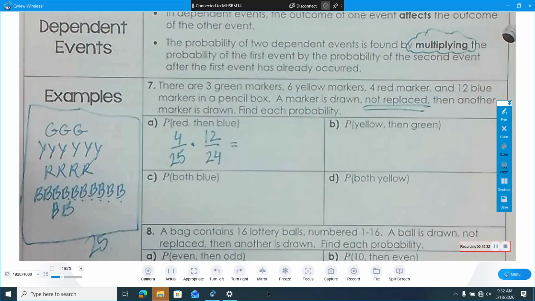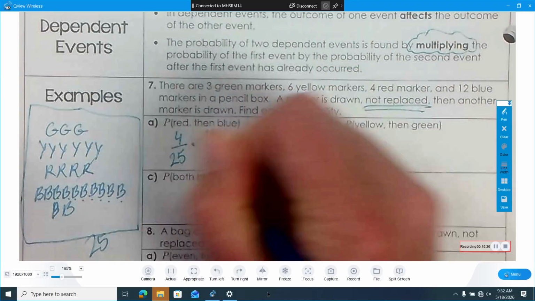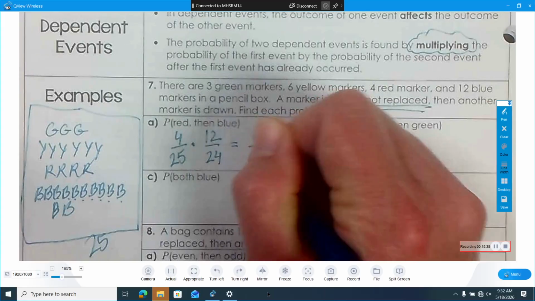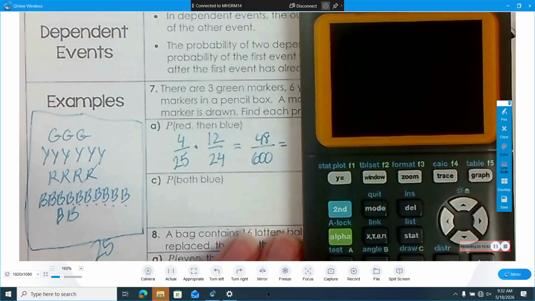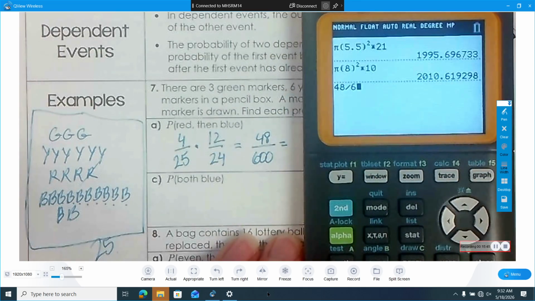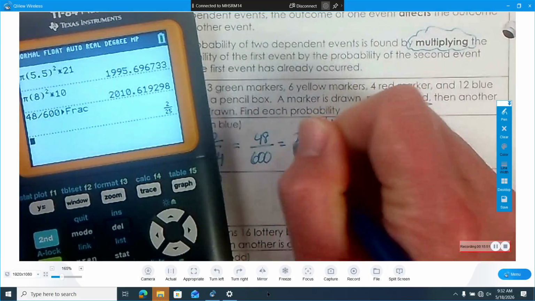I have to use my calculator. 4 times 12 is 48, and 25 times 24 is 600. And then how do you do this in your calculator? Because that's just a little bit big. 48 divided by 600. What do you do to reduce that? Math bracket. We get 2 out of 25.